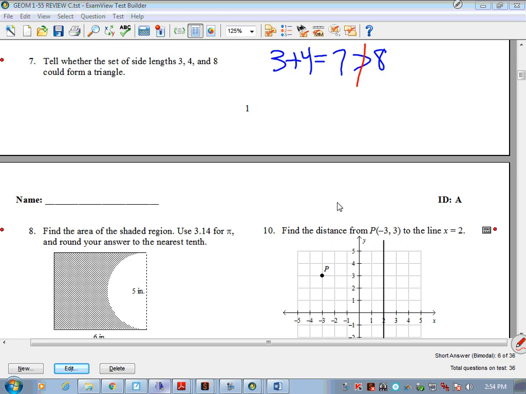So if you took some sticks and measured them out to 3 centimeters, 4 centimeters, and 8 centimeters, you couldn't get them to form a perfect triangle. Okay, so our answer to that is going to be no, but we're going to show why. Not just the word no. I won't accept that. I want you to show me why.